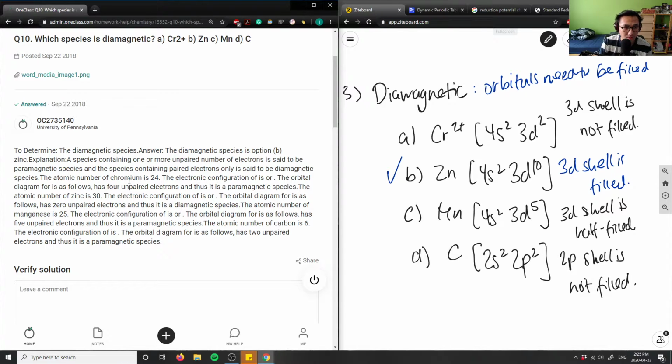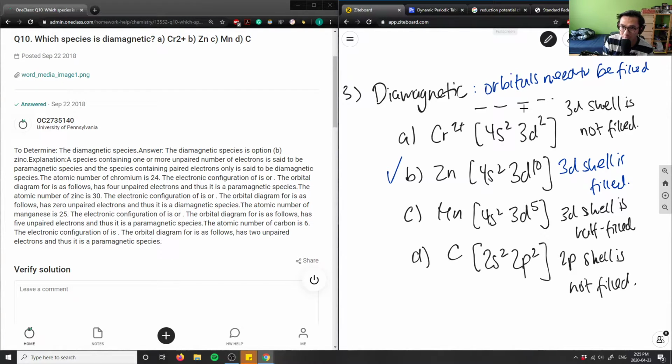So let's see. Chromium's electron configuration is something here, but they're missing the electron configuration. It has 4 unpaired electrons, because if you draw out the 3d shell, I have 1, 2, 3, 4, and 5. I only have 2 shells that are being filled here, so the shell is not filled. So I have 4 unpaired electrons. This is a paramagnetic species.